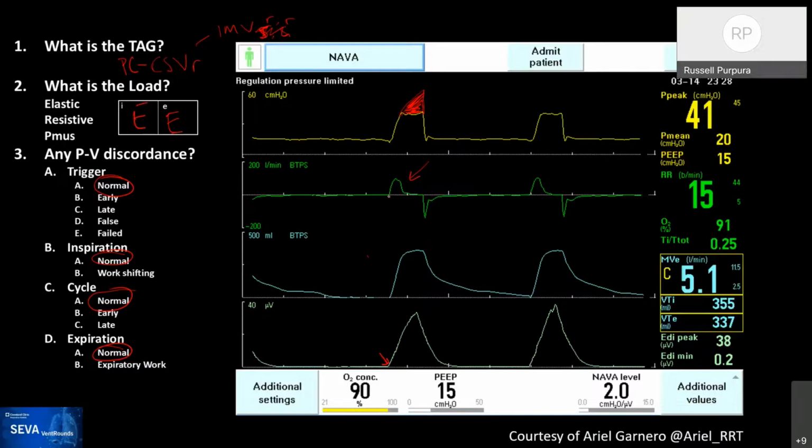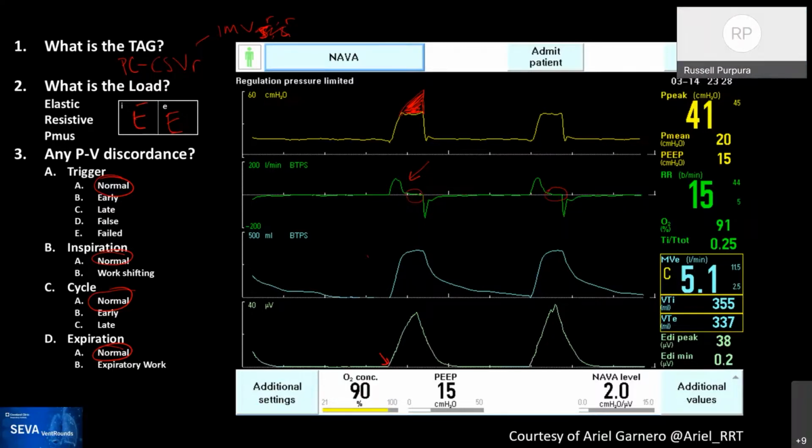So if I read this waveform, you would say it's late, Eduardo. Look, it's flat. There's no evidence of effort. This patient is getting no flow, so the patient is doing no effort. So this is late cycle. Does that make sense? Yes, it does.